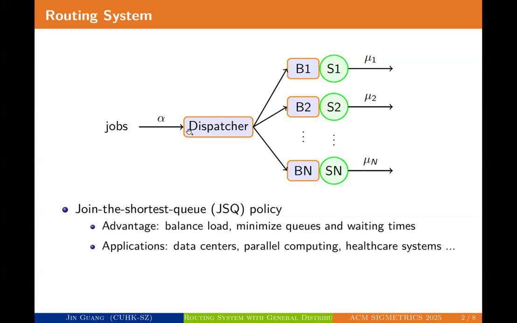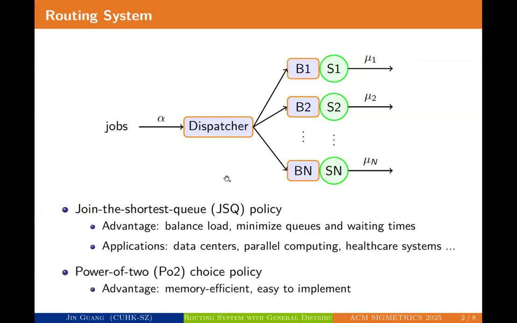People often use the join-the-shortest-queue policy, meaning that upon arrival, a job must be routed to one of the stations, following the one with the shortest queue length. This has very good advantages, including balancing load and minimizing queue length and waiting times. It is also a key component of many applications, widely applied in data centers, parallel computing, and healthcare systems.